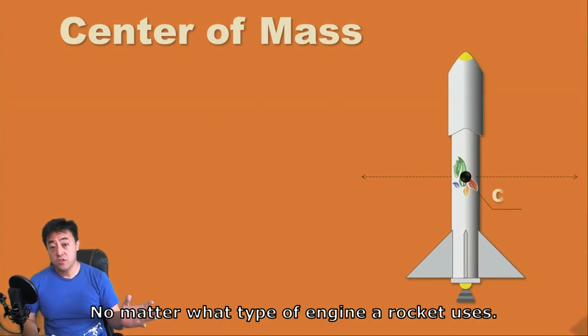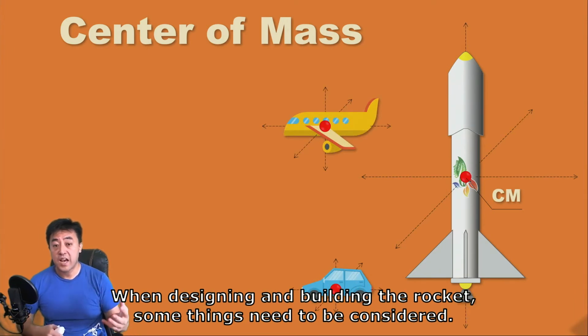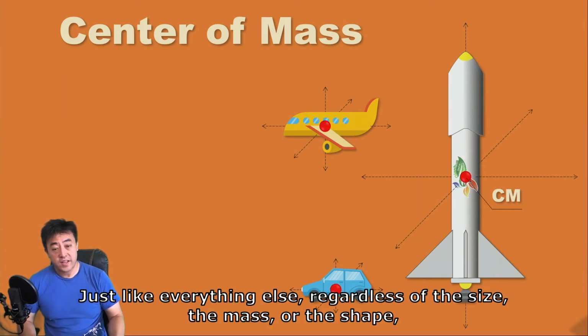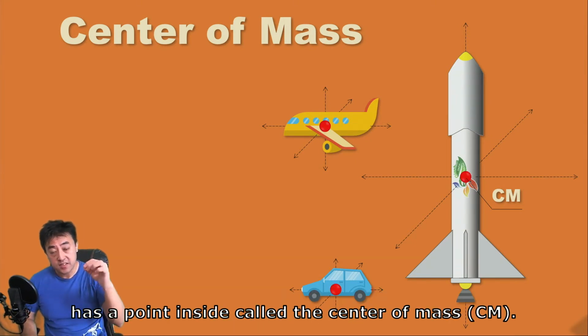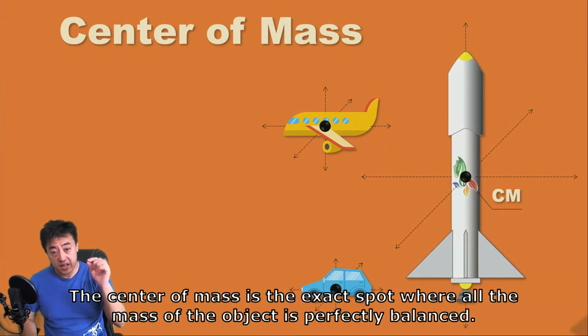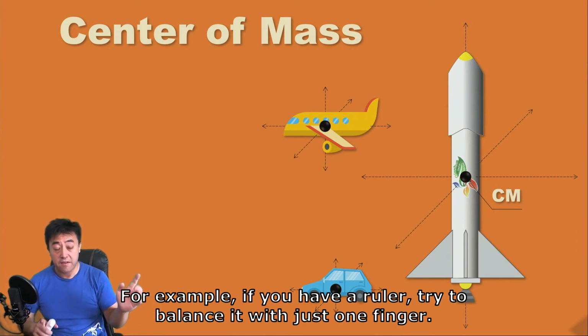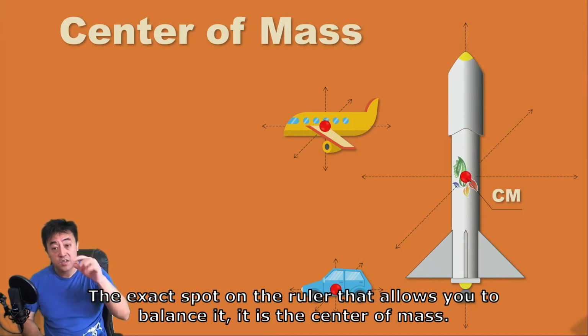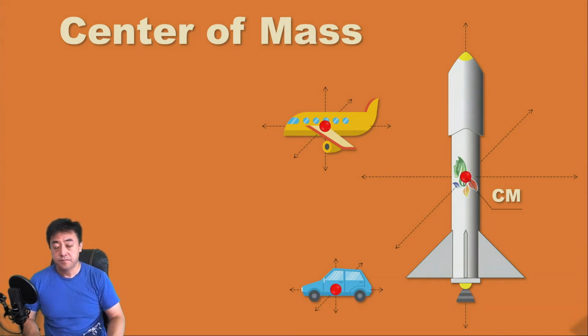No matter what type of engine a rocket uses, when designing and building the rocket, some things need to be considered. Everything, regardless of its size, mass, or shape, has a point inside called the center of mass. The center of mass is the exact spot where all the mass of the object is perfectly balanced. For example, if you have a ruler, try to balance it with just one finger. The exact spot on the ruler that allows you to balance it is the center of mass.